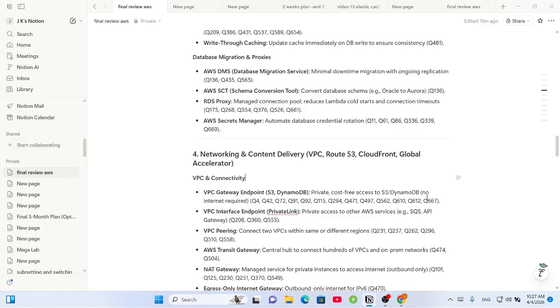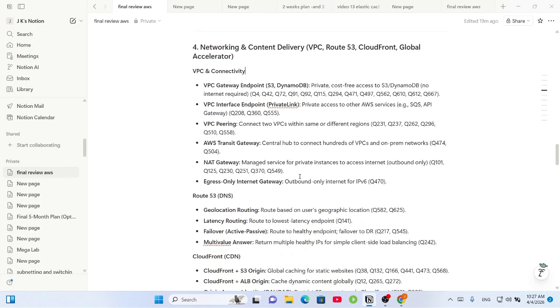So actually, let's continue networking and content delivery. We have VPC gateway endpoints here.